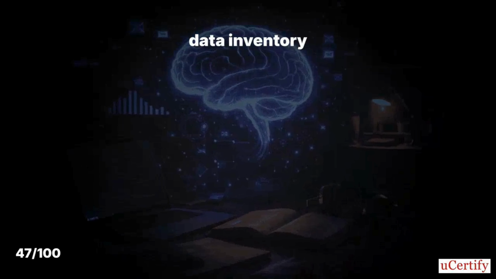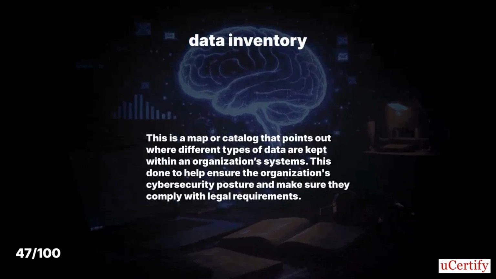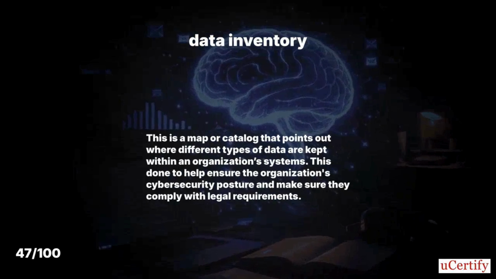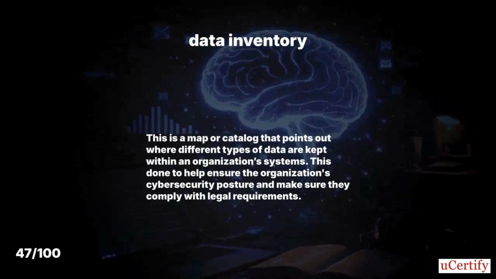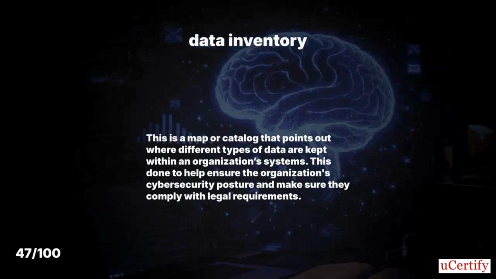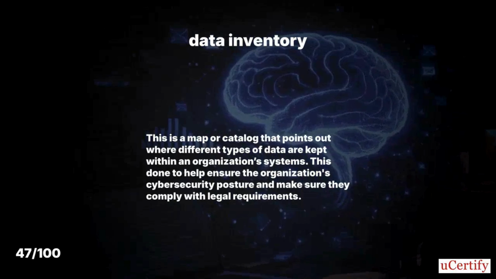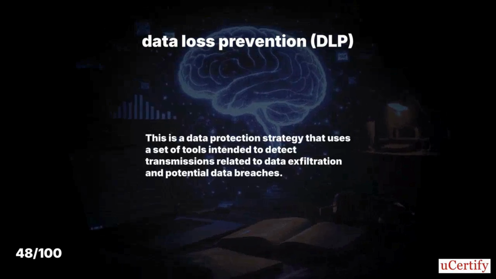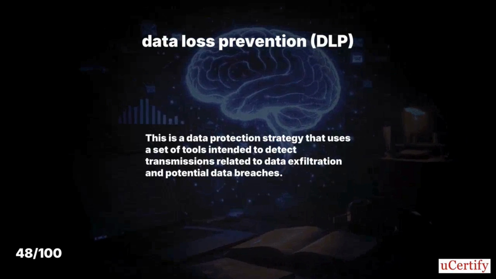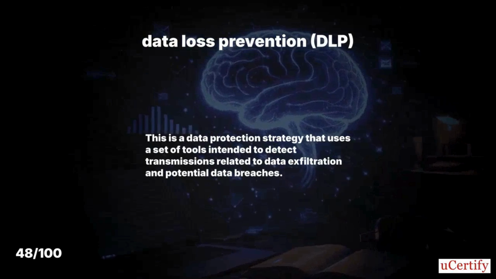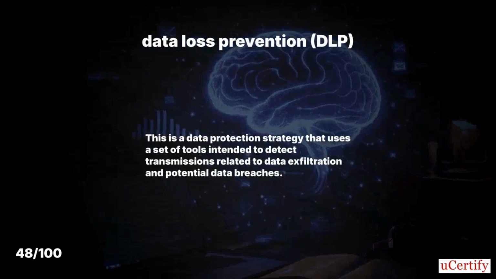Term: data inventory. This is a map or catalog that points out where different types of data are kept within an organization's systems. This is done to help ensure the organization's cybersecurity posture and make sure they comply with legal requirements. Data loss prevention. This is a data protection strategy that uses a set of tools intended to detect transmissions related to data exfiltration and potential data breaches.